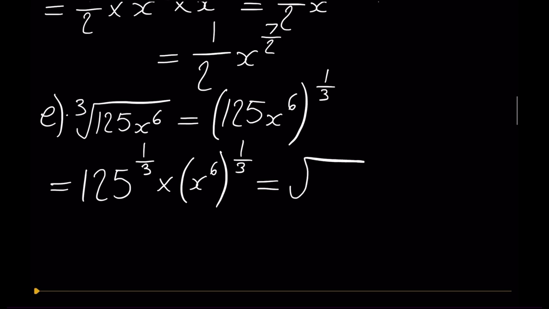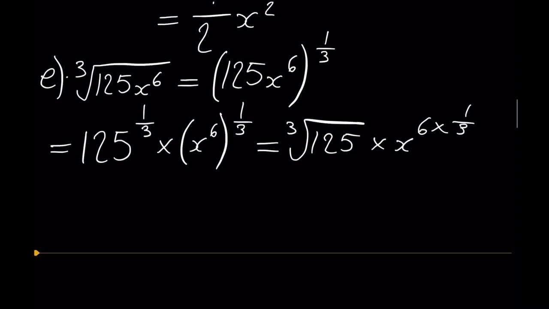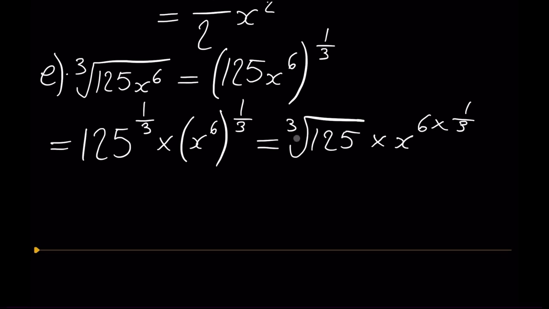And this is equal to the cube root of 125 times x, and again we use the other index law, this time the power outside the brackets, and then we multiply the exponent, so this will become x raised to the power 6 times 1/3. The cube root of 125 is simply 5. So we get 5 times x, and then 6 times 1/3 is 2. So the final answer is 5x squared.